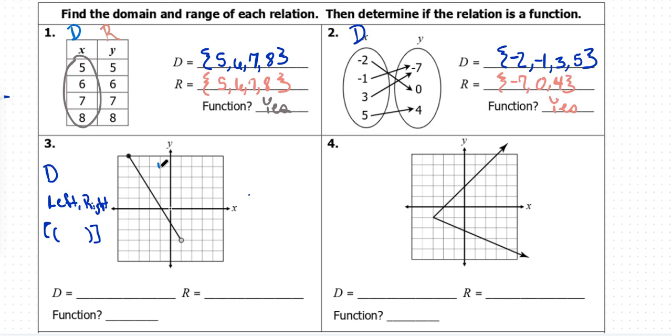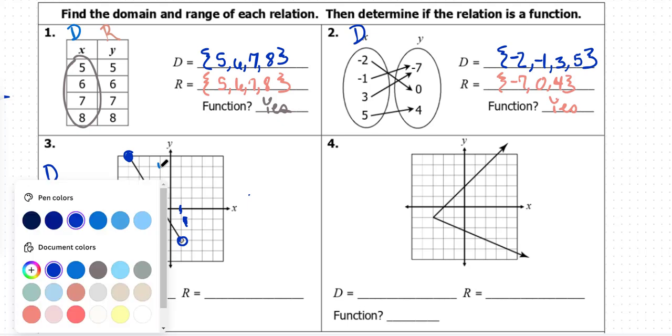So let's look at this one. My farthest to the left is at -4. My farthest to the right is at 1. So my domain is from -4 to 1. Now, at -4, I have a closed dot, so that means I can be there, so that's a square bracket. At 1, I have the open dot, which means I can't be there, so that is the parenthesis.